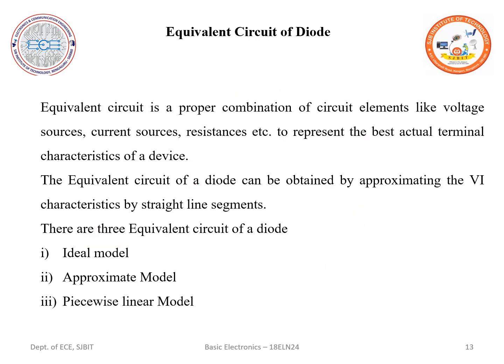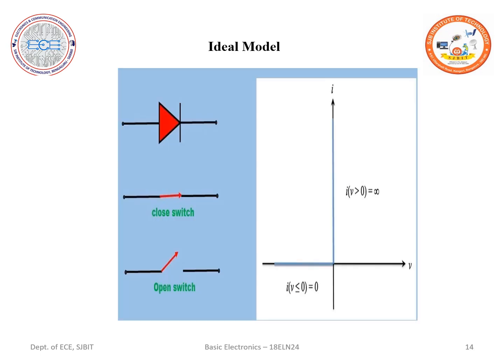Now after studying the VI characteristic of the diode, let us study the equivalent circuit of a diode. An equivalent circuit is a proper combination of circuit elements like voltage sources, current sources, resistances, etc. There are three equivalent circuits of a diode. One is the ideal model, the other one is the approximate model, and the other one is the piecewise linear model. In the ideal model, we represent the diode by considering the ideal condition when current I is equal to 0 and voltage V is equal to 0.